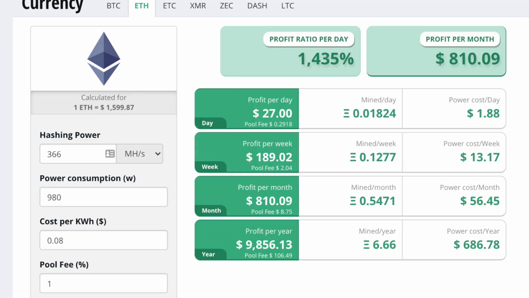Again, if we plug that into Crypto Compare, you can see right here at a cost of 8 cents per kilowatt, you're going to return roughly $810 per month. So if you take that $810 per month and the $7,000 for the rig, if you divide 7,000 by 810, it's 8.6 months. So an extra 2 months to get that total return on initial investment.